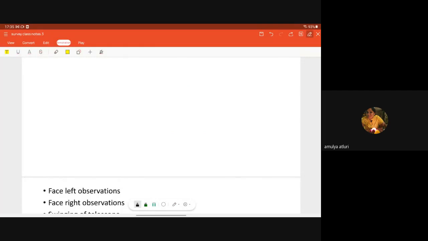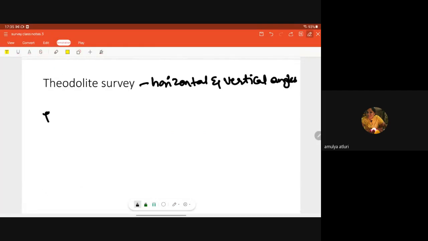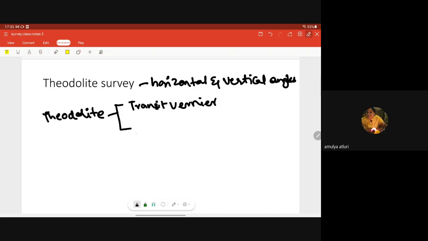There are two types of theodolites: transit vernier and non-transit vernier.